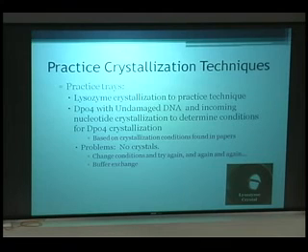It's a tedious, long process, and the DNA is really expensive. So we practice first with lysozyme crystallization to make sure that the technique is there. This is a picture of a lysozyme crystal that I got.